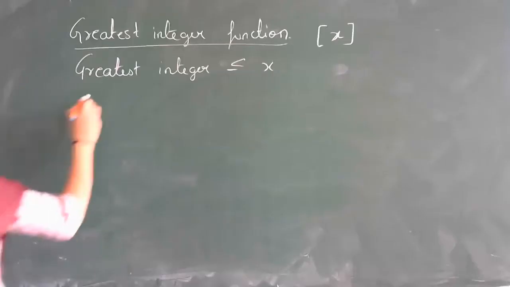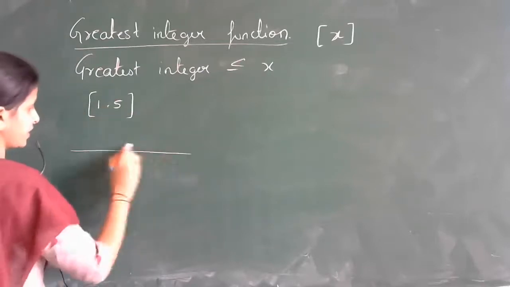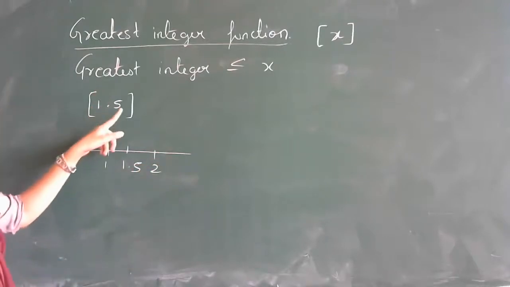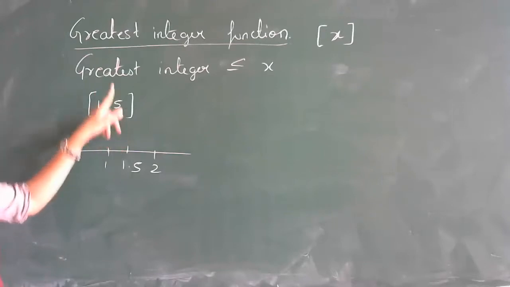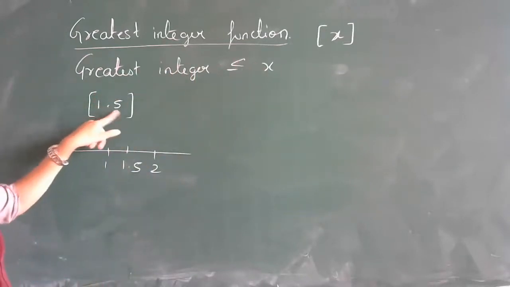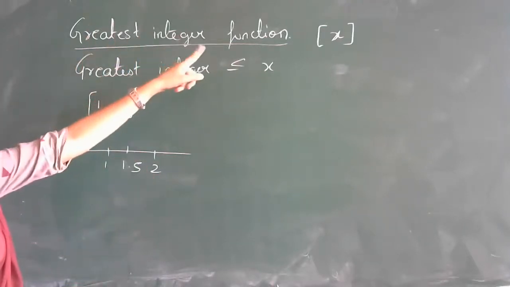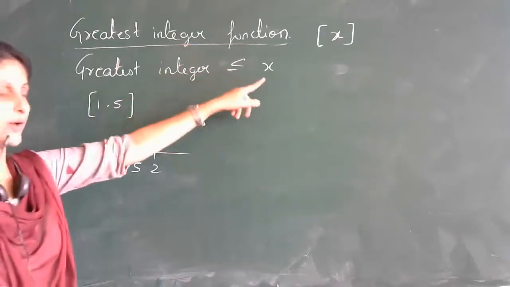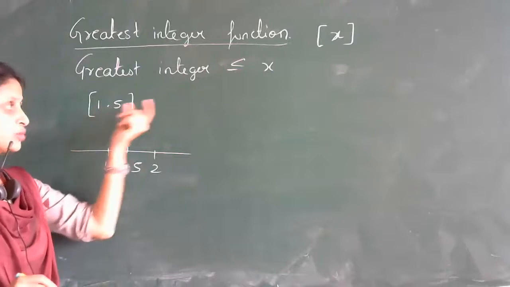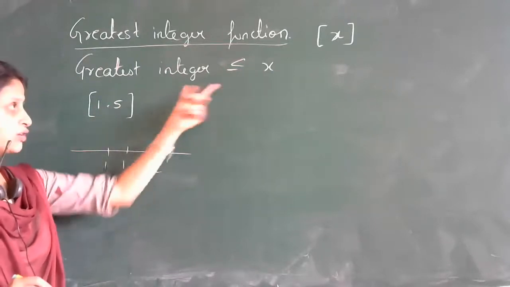Let us see some examples. If I consider 1.5, what is greatest integer function of 1.5? By this definition, greatest integer less than or equal to x. So which is greatest integer less than or equal to 1.5? Only integers will be the answers, okay? Since greatest integer function, greatest integer less than or equal to x. It may be any real number here inside, but answer should be always in integers.